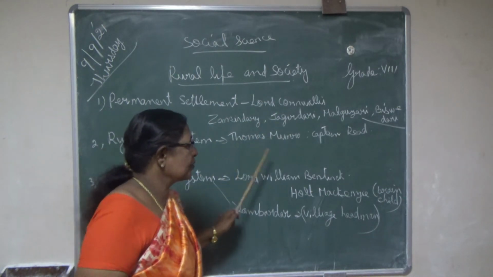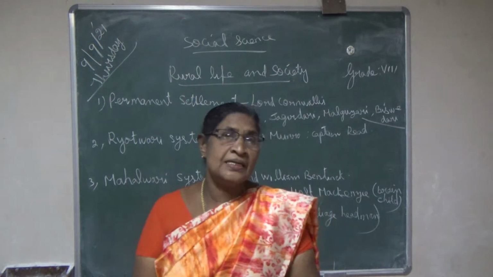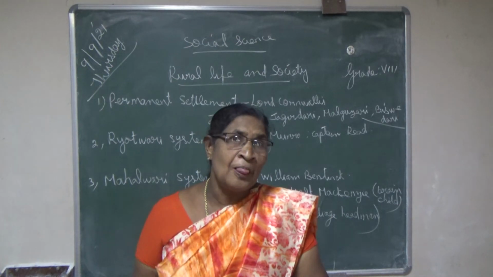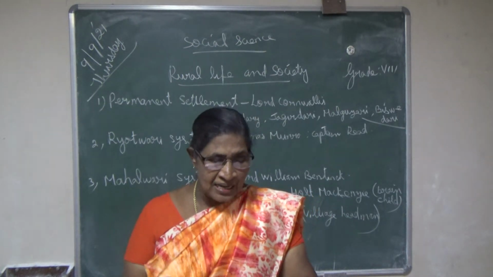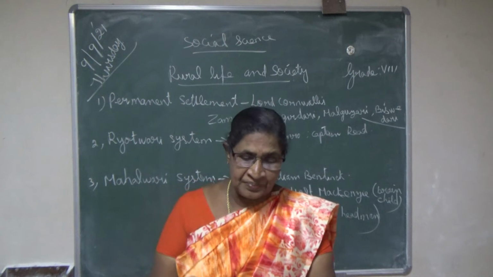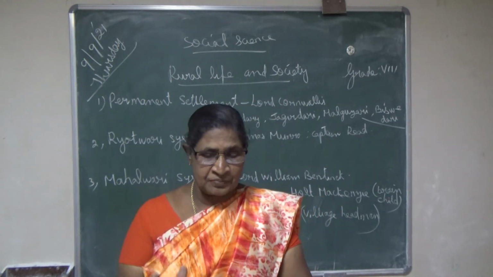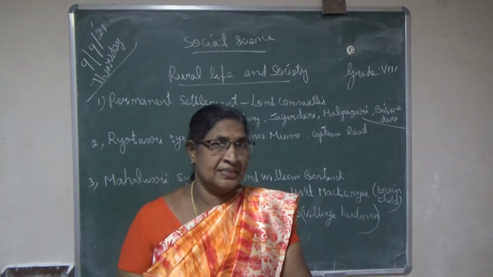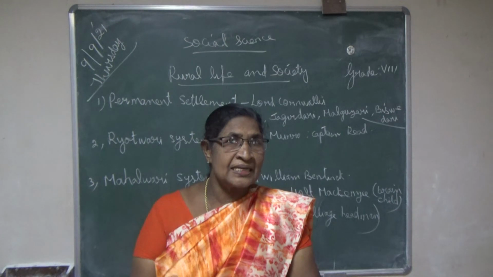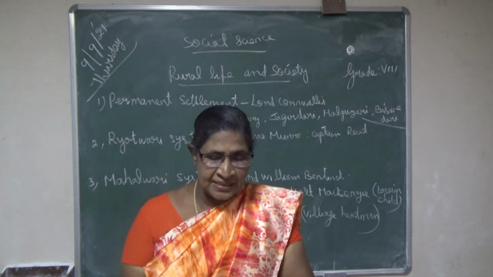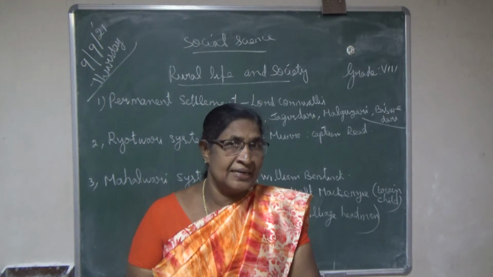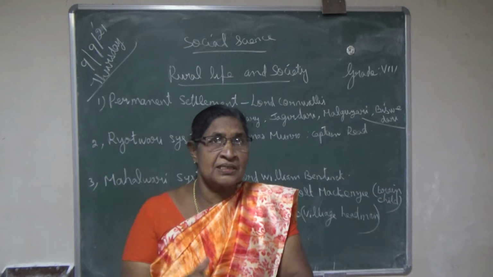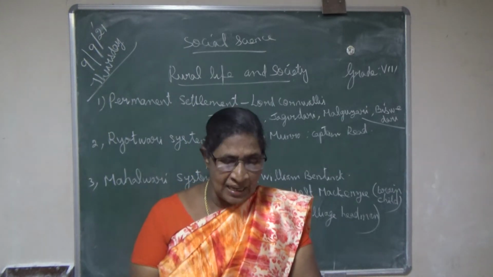Here, Thomas Munro and Captain Reed introduced the Raithwari system. Raithwari means the village farmers or the cultivators. By this system, the right of ownership of the land was handed over to the peasants or the cultivators. Now who were the owners of the land? The farmers or the cultivators became the owners of the land.